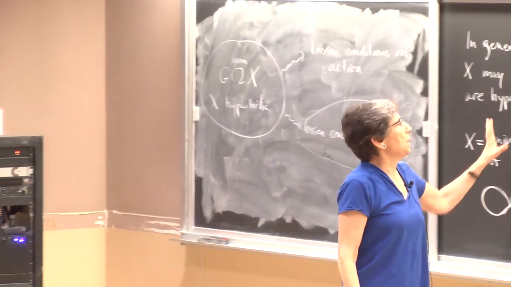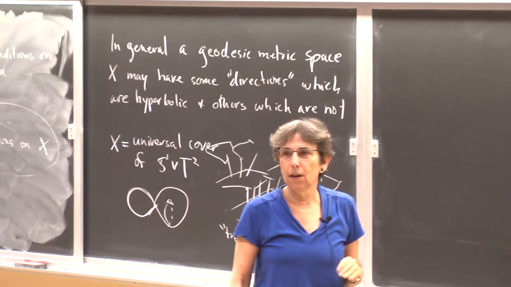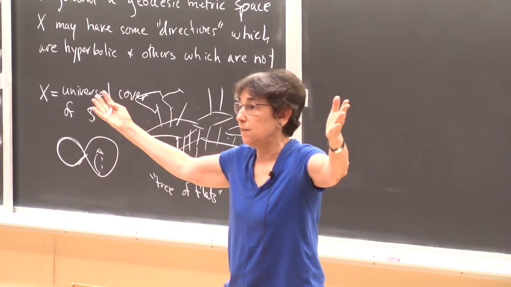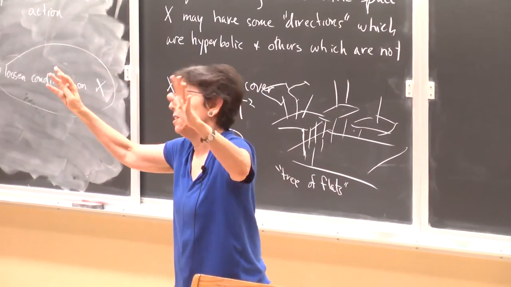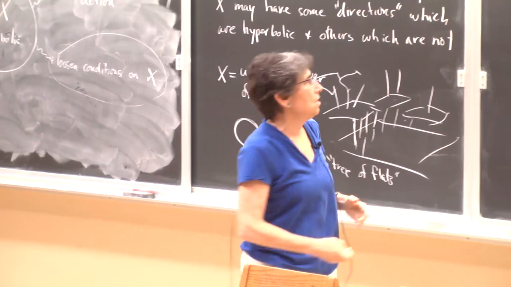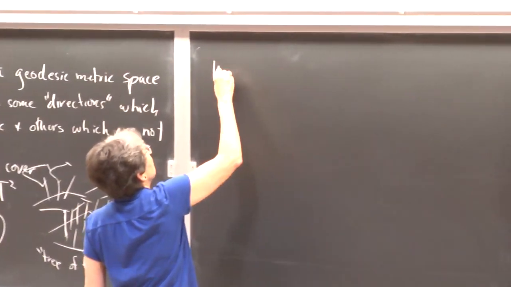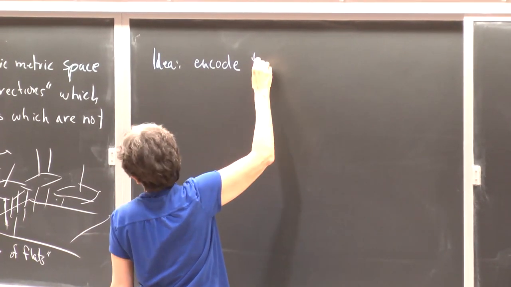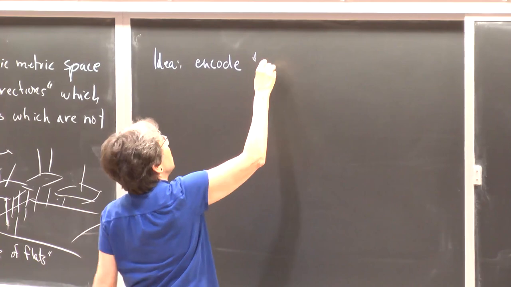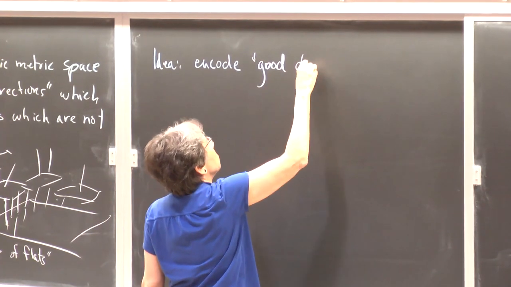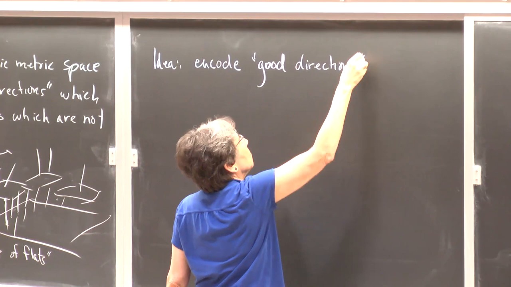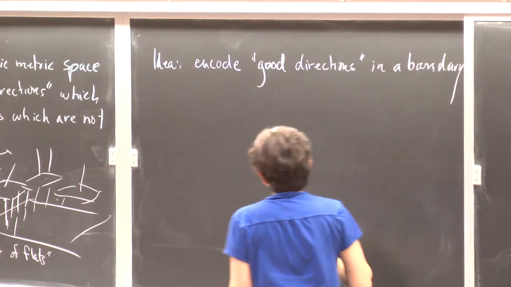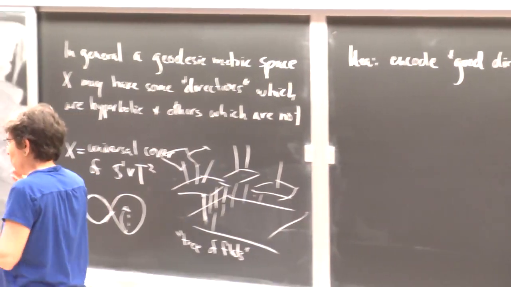So what we're going to do to encode this information is we're going to encode it in what we call a boundary. We're going to look at a boundary for our space and try to identify what we like and what we don't like along the boundary. Okay? So the motivation is: encode the good directions, the hyperbolic-like directions, in a boundary. Okay, so that's where the boundary comes in. So that's the overview of where we want to go.